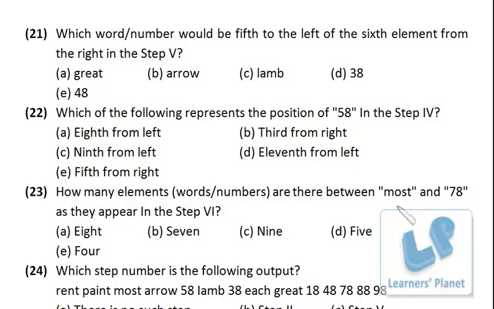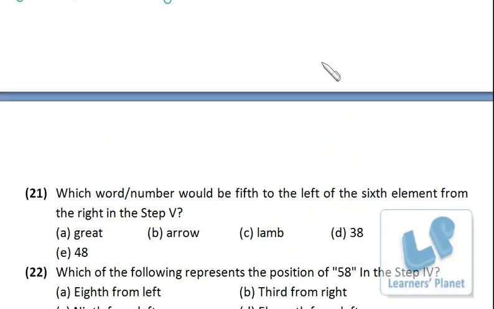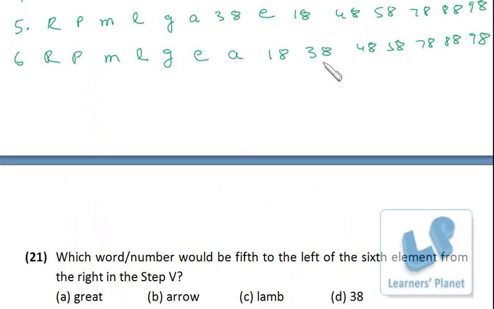Which word number would be fifth to the left of sixth element from the right in step 5? Okay, sixth element from right, step 5. Okay, sixth, 1, 2, 3, 4, 5. Sixth element from the right and fifth to the left of it. So fifth, 1, 2, 3, 4, 5. That is L, that means lamp.